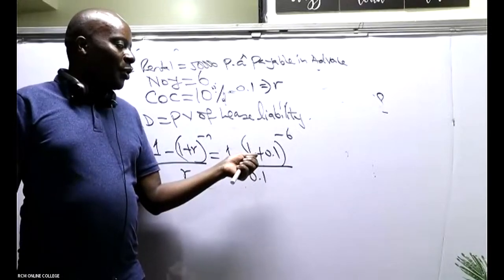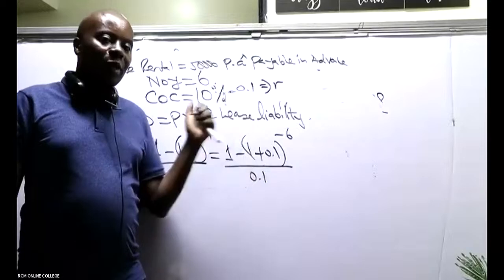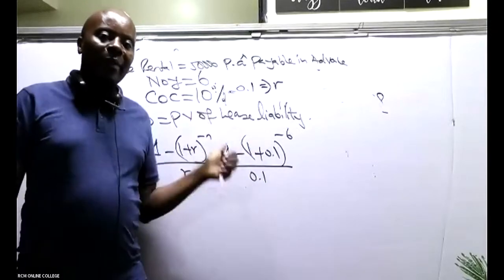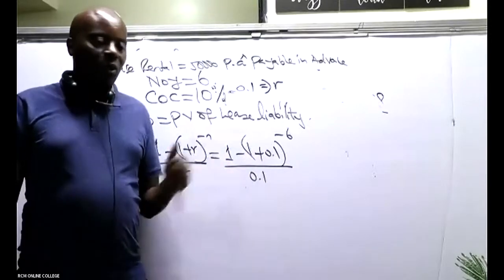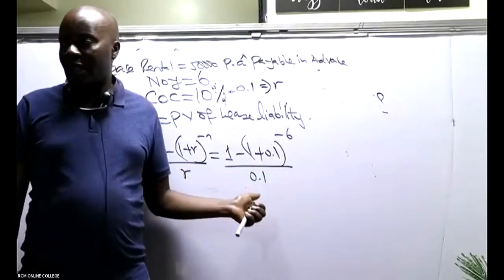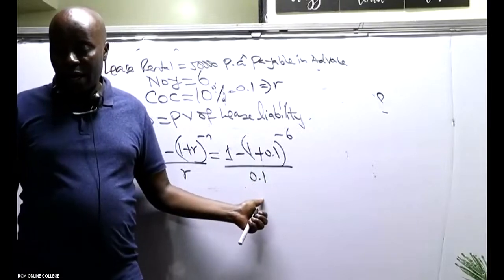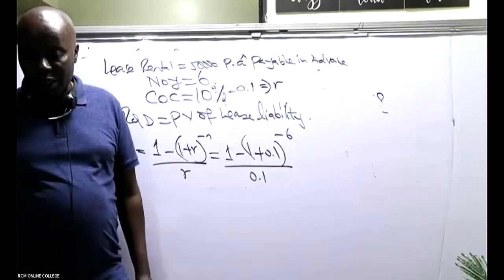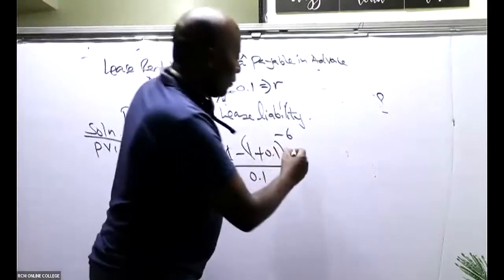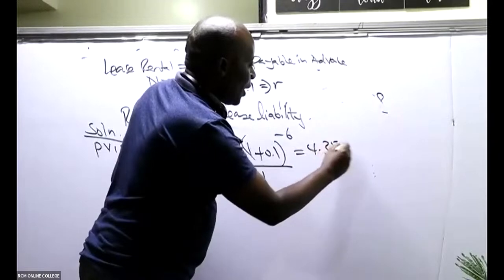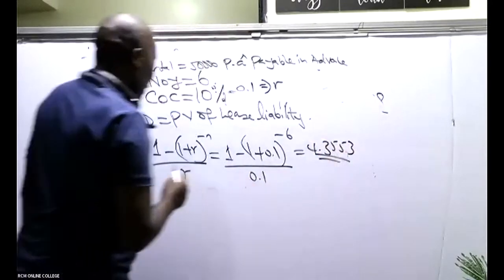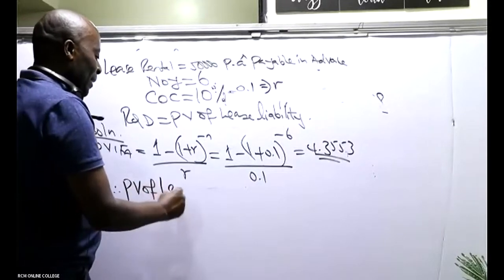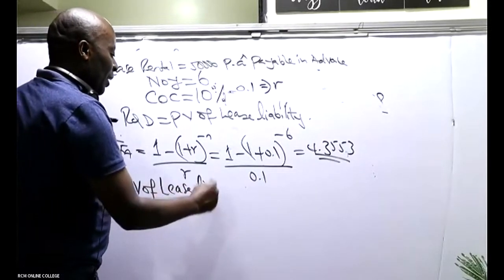All right. So you get 1.1 raised to minus 6. So you raise first, and then you say 1 minus the answer. Then you say equals. After you say equals, you should be able to say divided by what here? 0.1. What are we getting, somebody? We are getting 4.3553, like that.